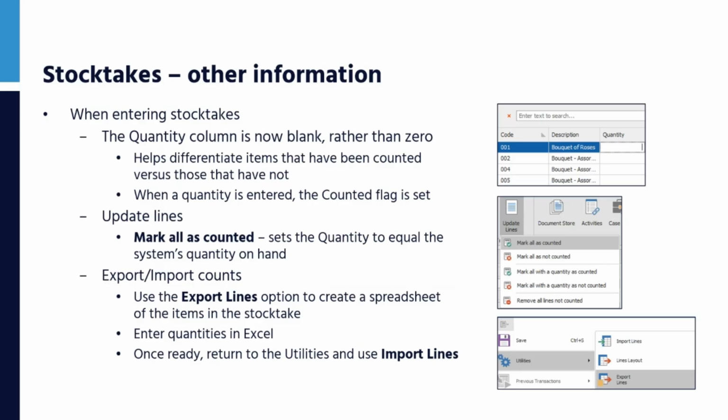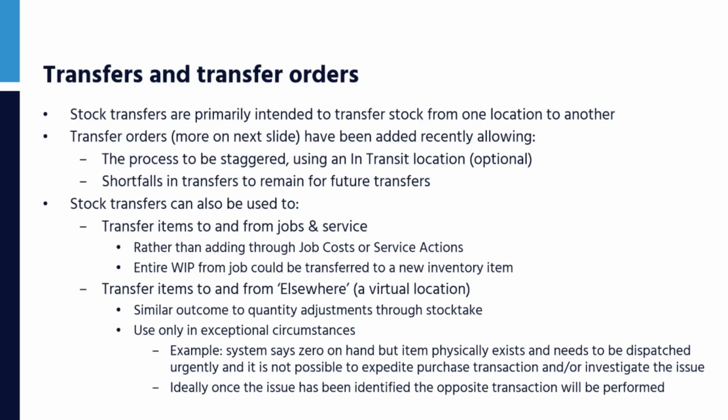And as I said, you do have the ability to export and then import via a spreadsheet. So from a data entry perspective, sometimes spreadsheets are easier. To do that, you go to the utilities and you go to export lines, as opposed to lines layout, which will just give you a blank sheet. Export lines will give you a spreadsheet with all of the items that are in the stock take that you're actually in at the moment. So it'll match basically what's on the screen in terms of the items presented within that spreadsheet. Then you can just enter your counts into the spreadsheet and then come back and use the import lines once you're ready to import that information. So good little time saver there.